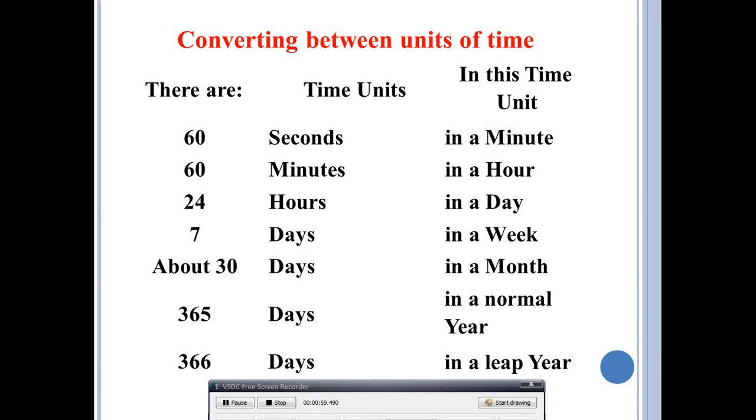Why do we call it leap year? Leap year is when February has 29 days. So it is not always like this. We know that every 4 years it happens, and every 4 years February has 29 days. That's why that year we call leap year.